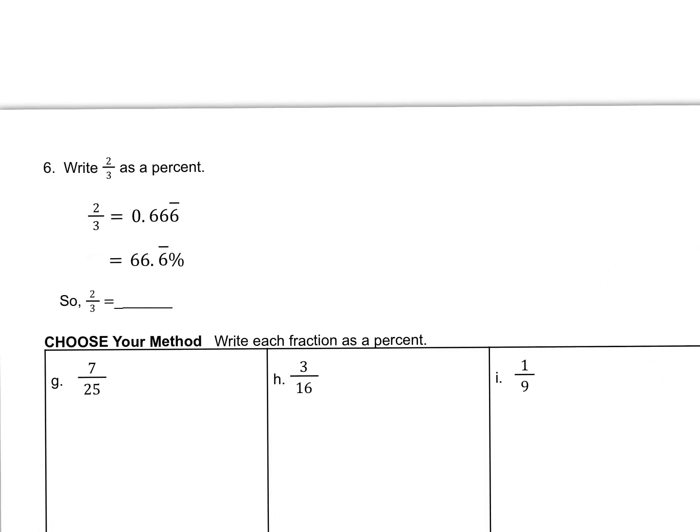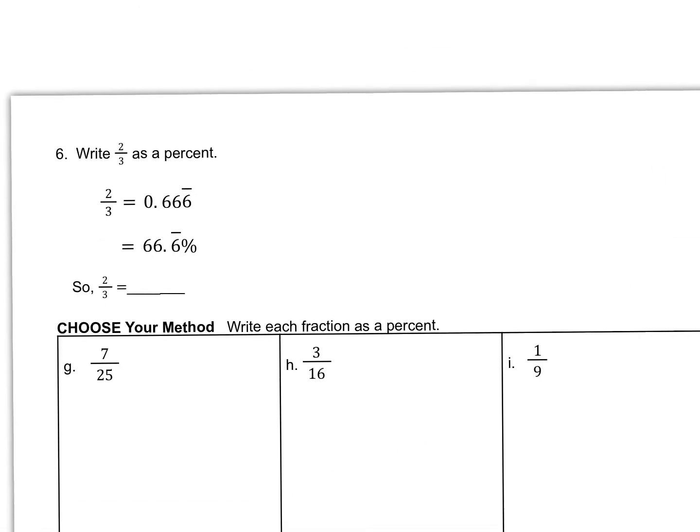Continuing on, try this one. So you can pick your method. For 2/3, again, I always choose division. I divide and get a decimal, and I multiply that decimal by 100 to make a percent. Notice this one repeats with 6, so I have that repeating bar notation, 66 and 6/10% repeating.